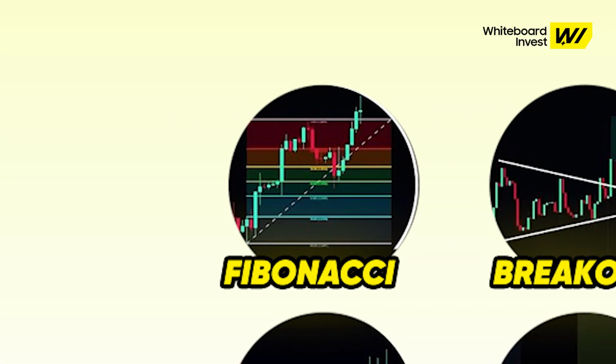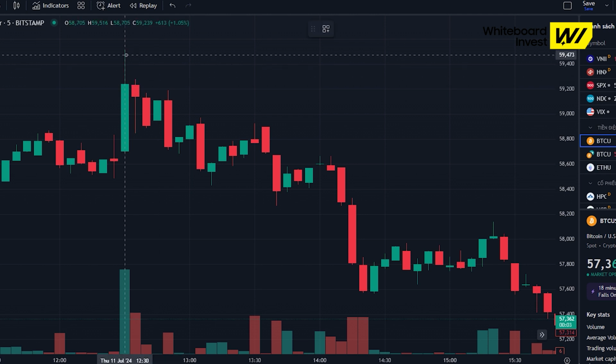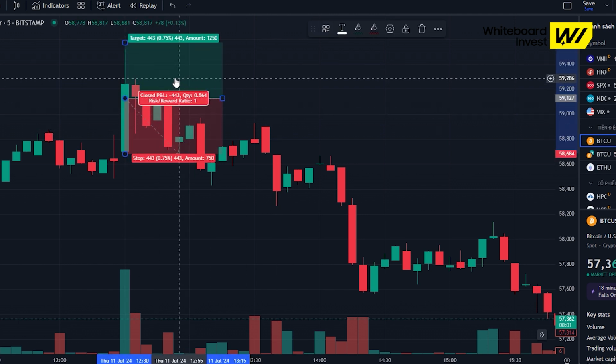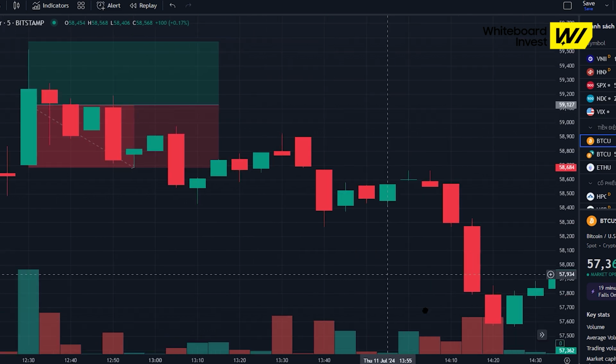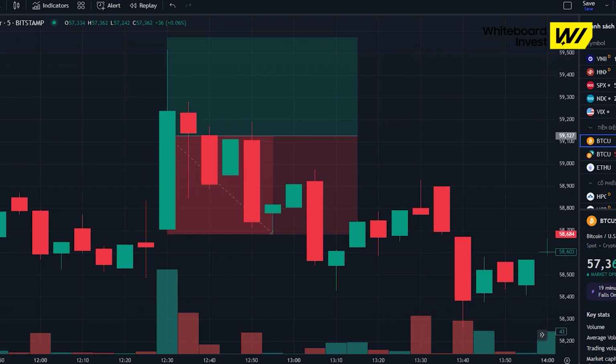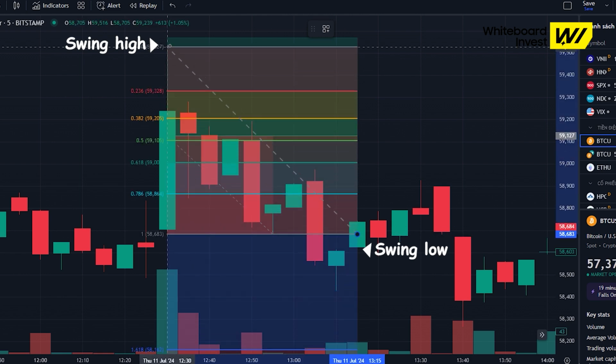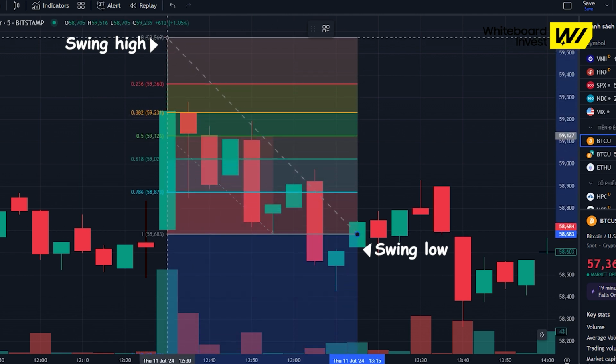Fibonacci retracements are a tool that shows horizontal lines based on Fibonacci numbers, which can act as key support and resistance levels. To use this tool, first identify a swing low and swing high on a chart. Then, drag the tool from the swing low to the swing high.